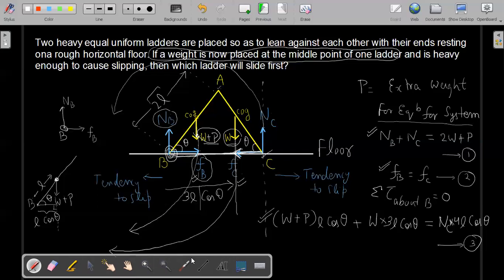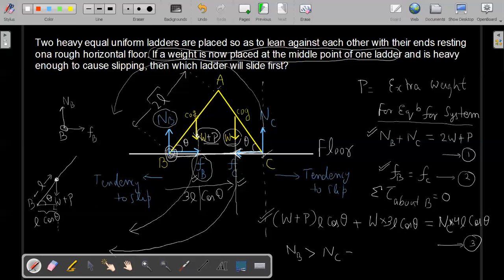But if you solve it properly, then you will get NB more than NC. It is just a hint for you. Solve these three equations for NB and NC in terms of W and P, and you will come to know that the normal at B is more than the normal at C.